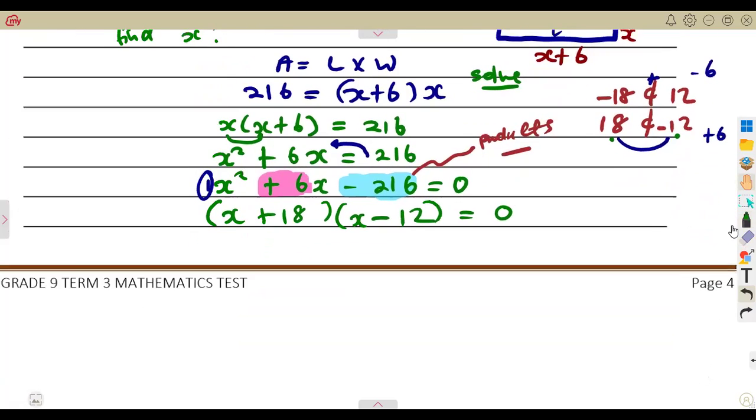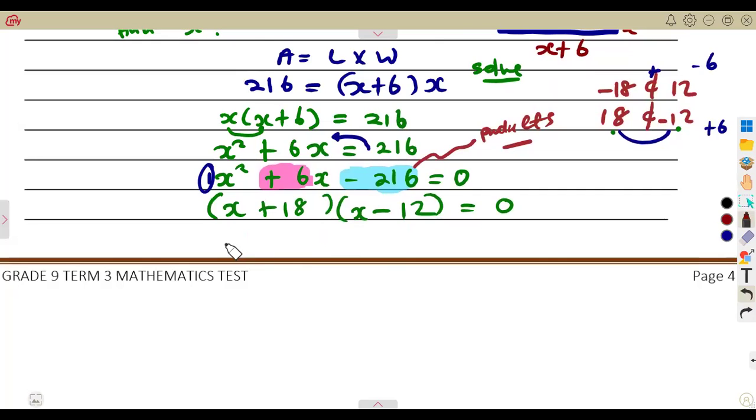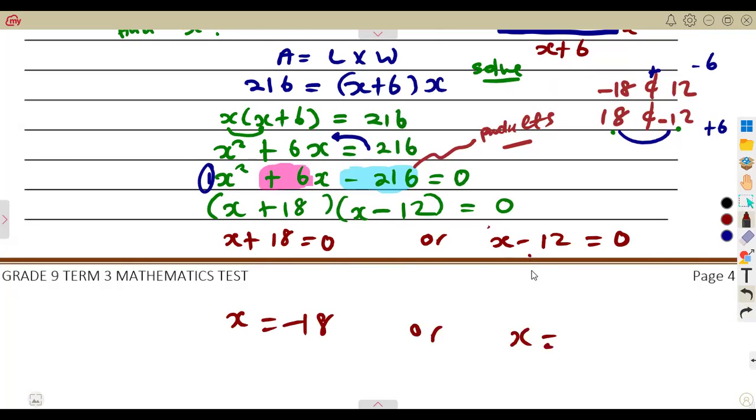Guys, we saw from the previous equation that one of these brackets is supposed to be equal to what? To be equal to 0. If it is like this, one of these must be equal to 0. So take this to the other side, it becomes a minus. 0 minus 18, that's minus 18, or x, this to the other side, is going to be a positive, that's 12.